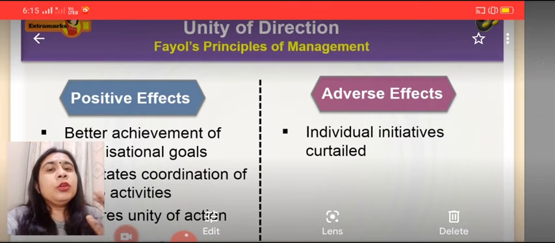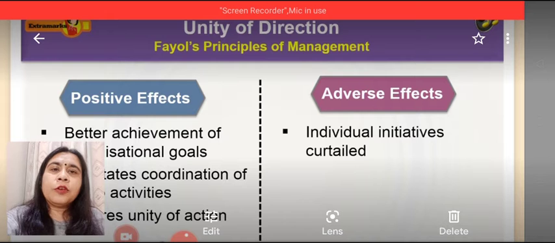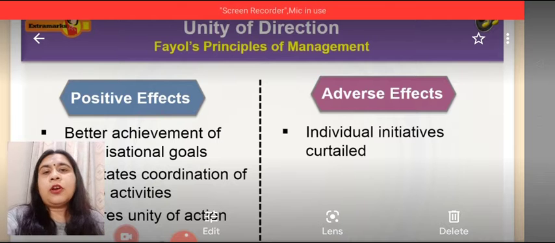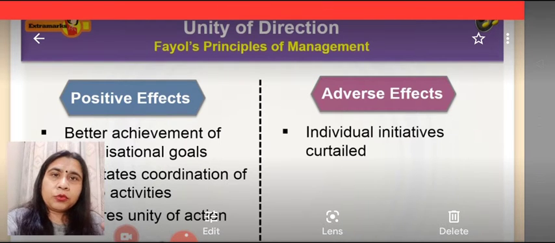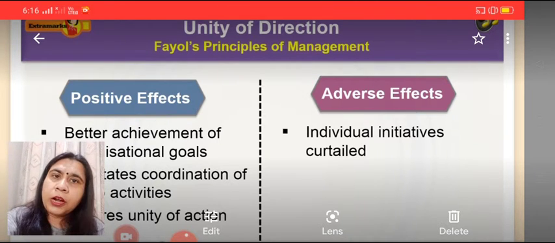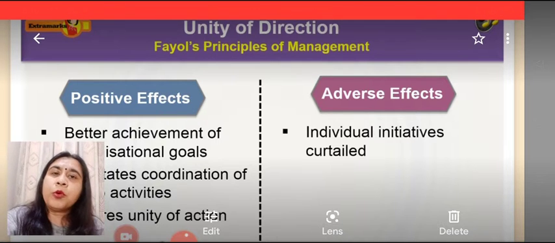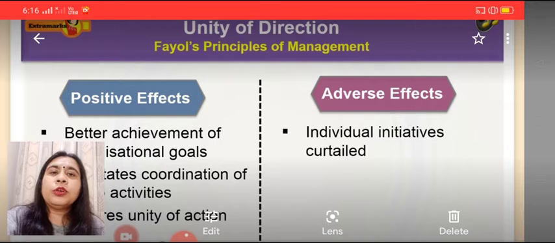So this way, the principle of unity of direction says that there should be one head and one plan for each division, for each activity which is going on in the organization. If there are different divisions, they should have a separate plan, they should have a separate boss for following it. This is unity of direction.